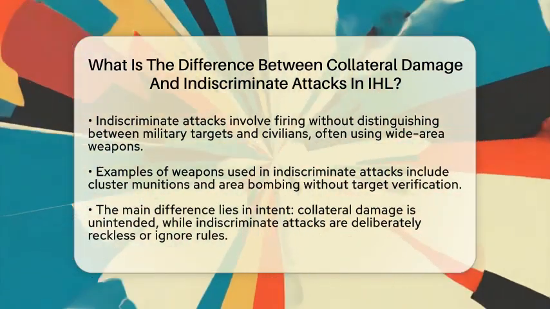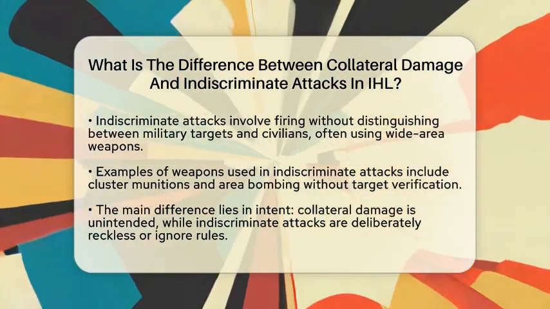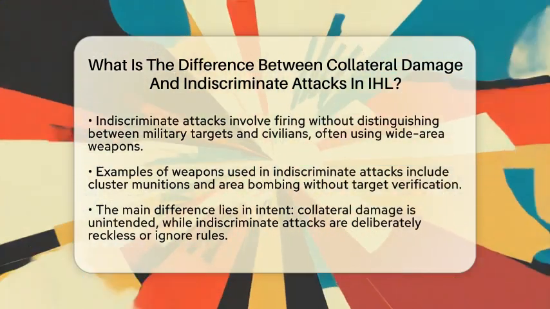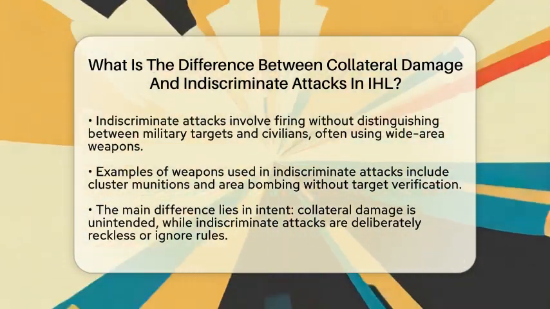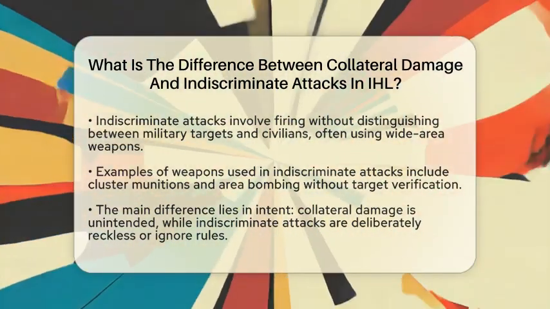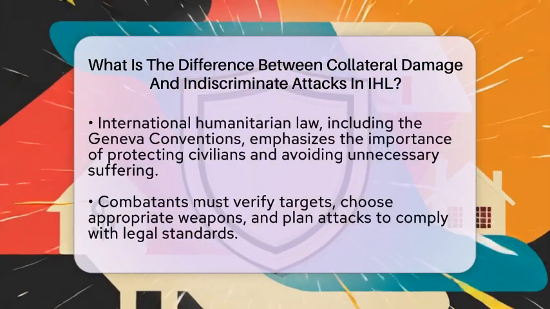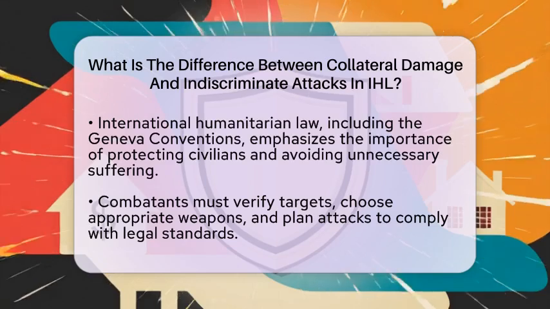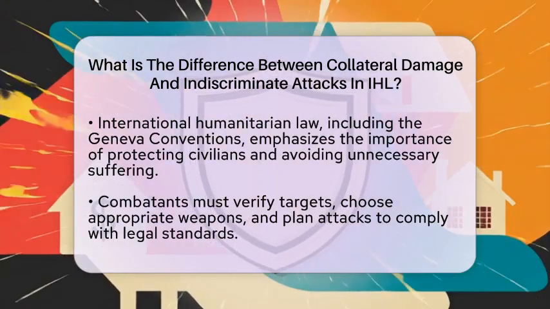Indiscriminate attacks are very different. These are attacks that do not or cannot distinguish between military targets and civilians. For example, firing artillery without knowing what's behind the target or using weapons that explode over a wide area. These attacks are forbidden because they cause harm to civilians without regard for who or what is in the way. They often involve weapons like cluster munitions or tactics like bombing entire neighborhoods without verifying what's there.